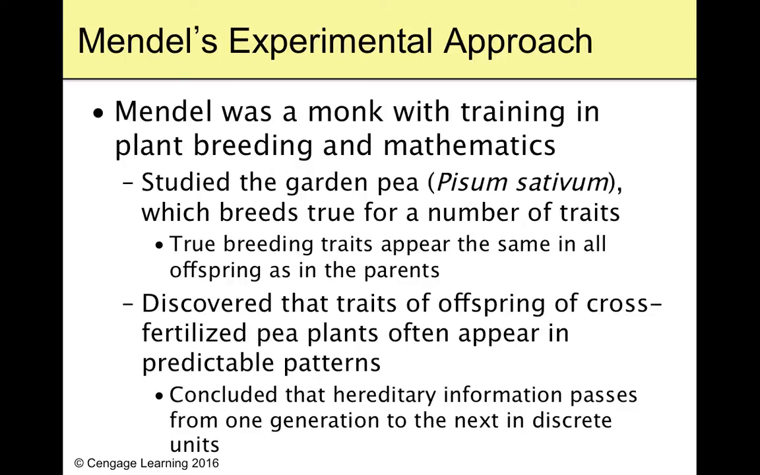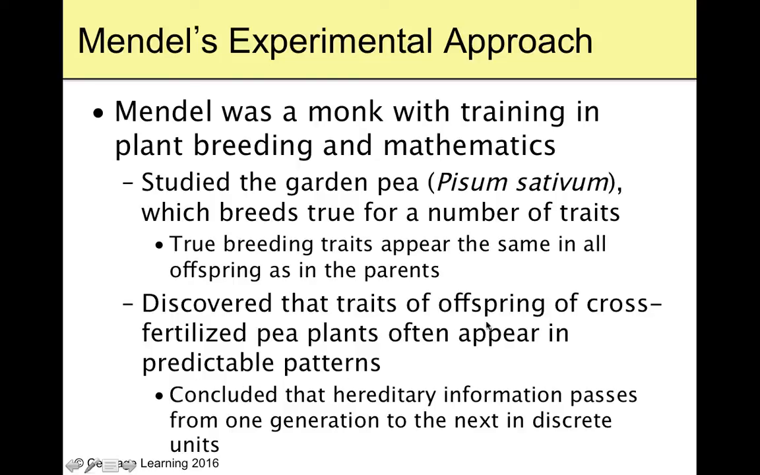So he's a monk, and he was good at plants, and he was good at math. And so he took garden peas, and he noticed that they bred true for traits. Like he would have peas that just had white flowers, and all their kids would have white flowers. And he'd have peas that just had purple flowers, and all their kids would just have purple flowers. A true breeding trait appears the same in all the offspring as it does in the parents. That can be kind of hard to find, so just finding that was pretty good.